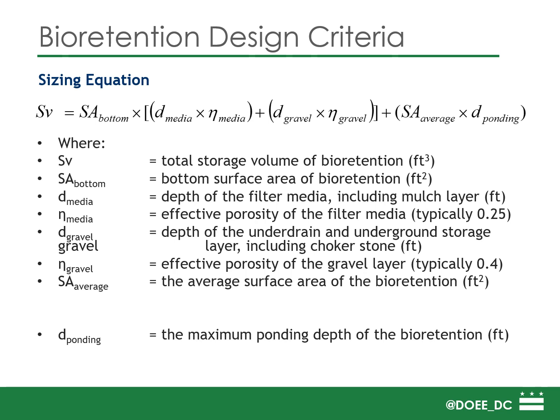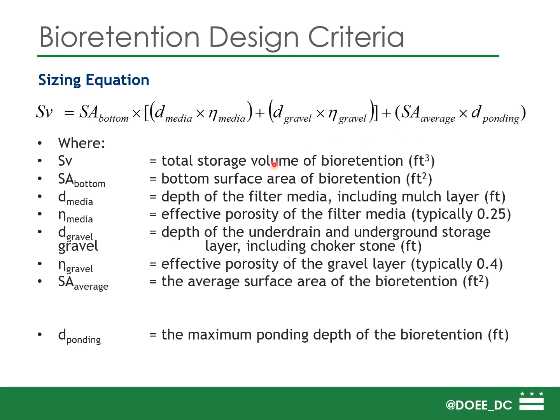So you can see the storage volume is a function of the surface area of the bioretention. And when we're talking here about the surface area bottom, what this means is at the bottom of ponding. So there's a surface area bottom, and then there's a surface area top. The top refers to the top of ponding, and then the surface area average that we see over here is the average of the top surface area and bottom surface area of the ponding. So that comes into play when you have sloped sides. If you have a sloped side, the surface area at the top of ponding is going to be larger than the surface area at the bottom of ponding.